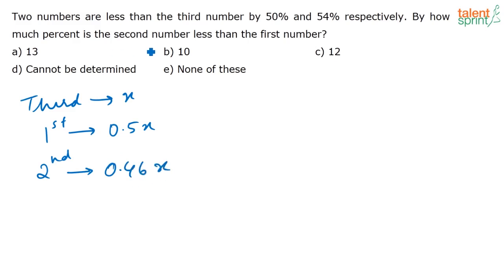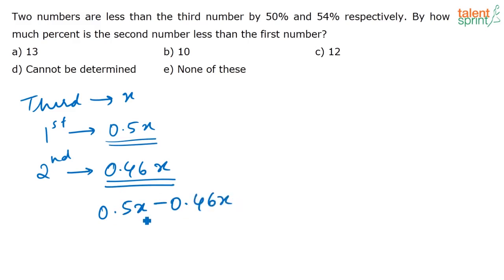Now, by how much percentage is the second number less than the first number? What is your second number? It is 0.46x. First number is 0.5x. What is the percentage difference between them? 0.5x minus 0.46x divided by 0.5x into 100.